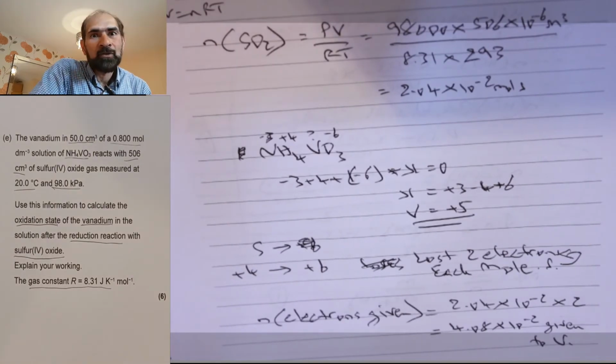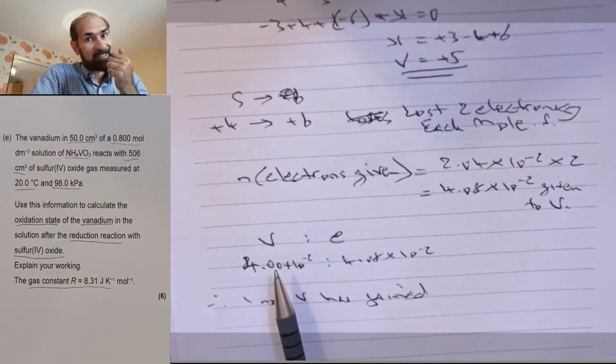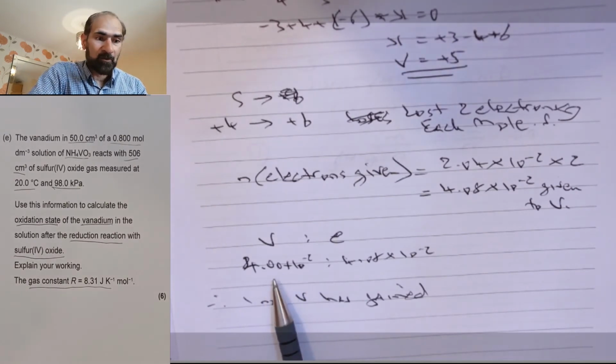So electrons per mole of vanadium. Okay, so moles of electrons per mole of vanadium. How many moles of electrons has each mole of vanadium taken? And that's what I'm trying to work out here.